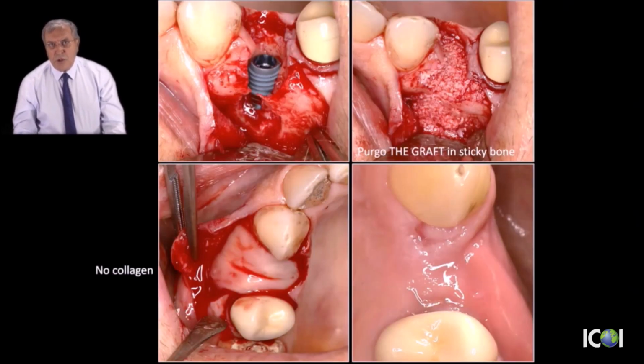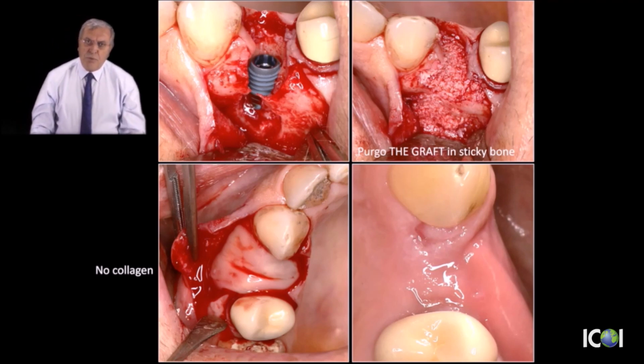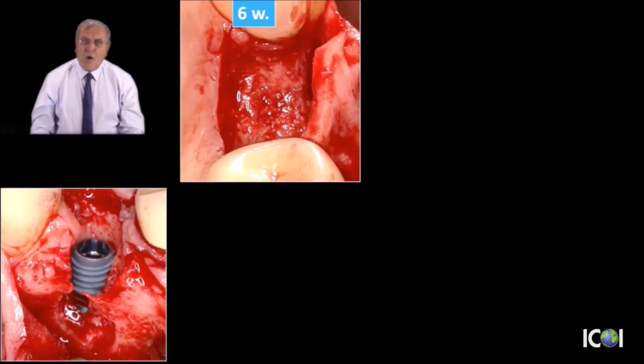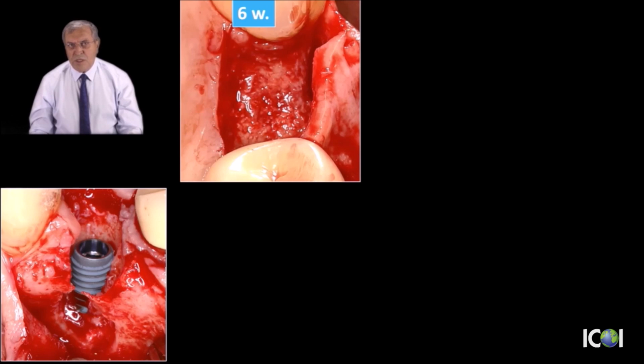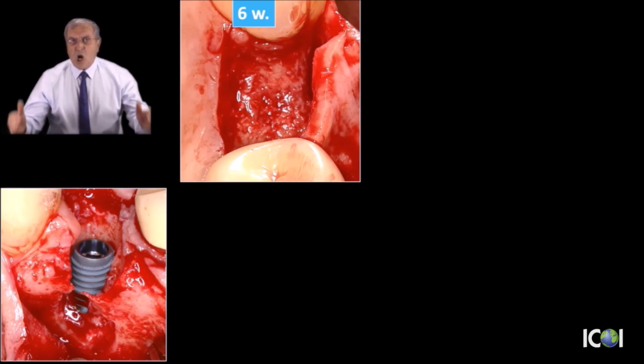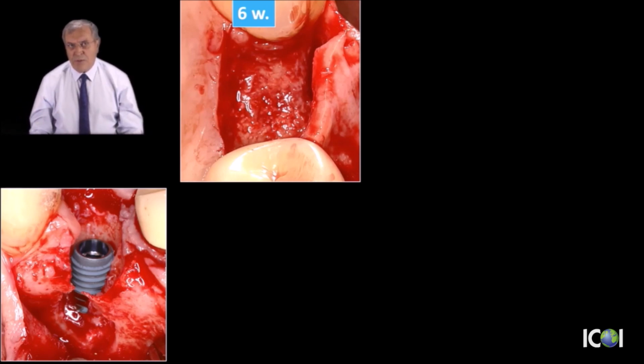Another case, just to show you how we go fast today. Extraction and implant, application of sticky bone with this new kind of bone graft from Purgo, the graft. No collagen membrane, we don't need. And then let's go to reopen only after 6 weeks. 1 month and a half. And what do we see again? The bone is covering already the implant.